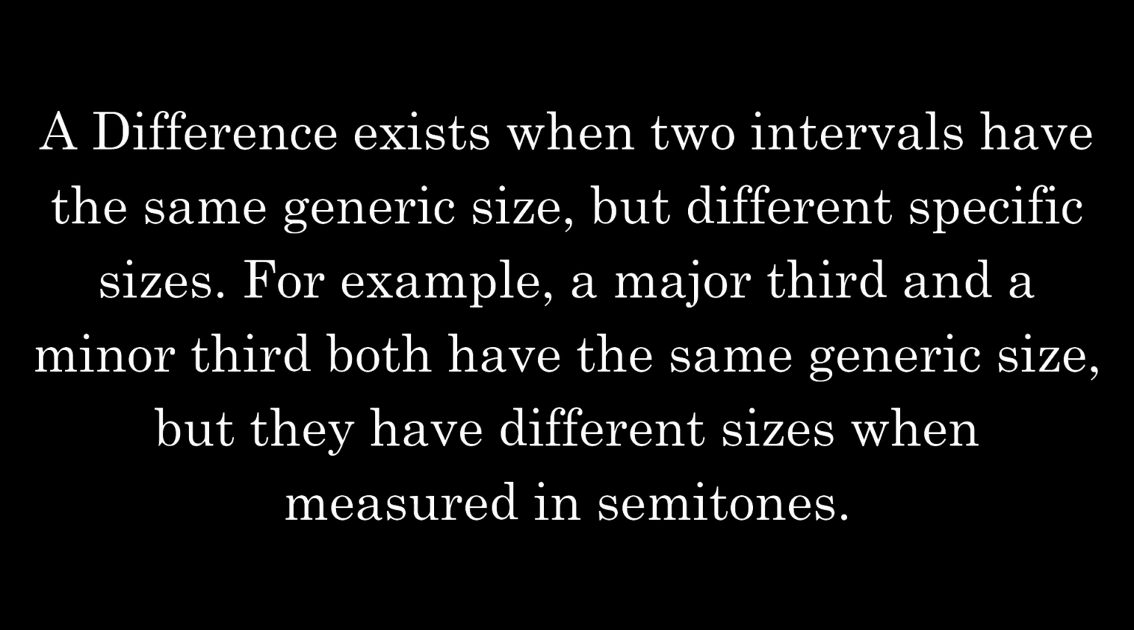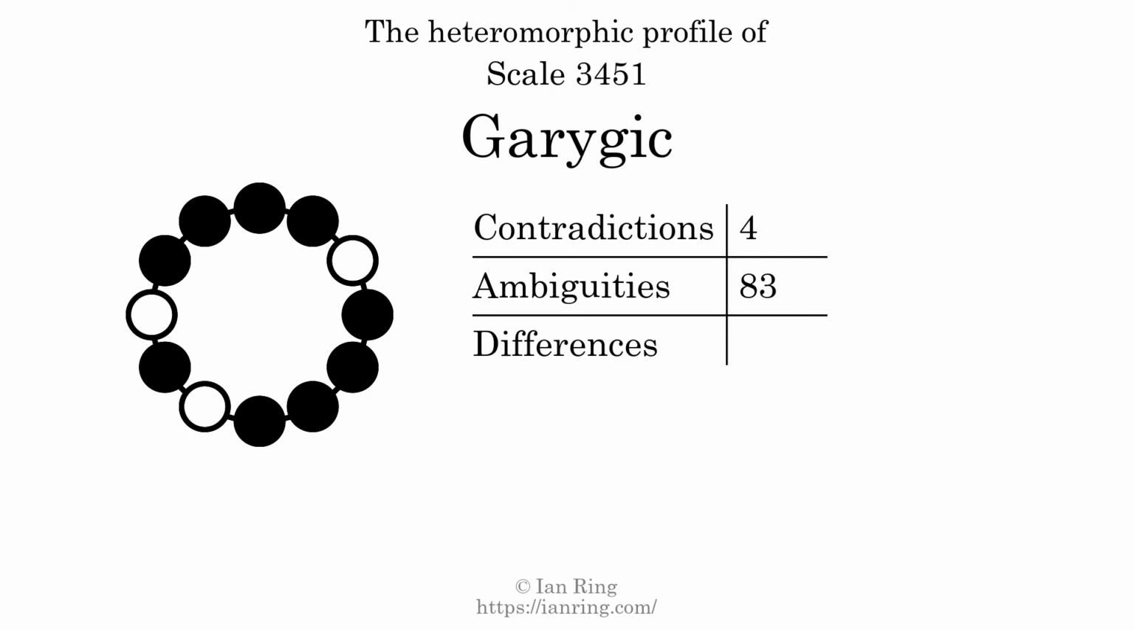A difference exists when 2 intervals have the same generic size, but different specific sizes. For example, a major third and a minor third both have the same generic size, but they have different sizes when measured in semitones. The number of differences in this scale is 168.